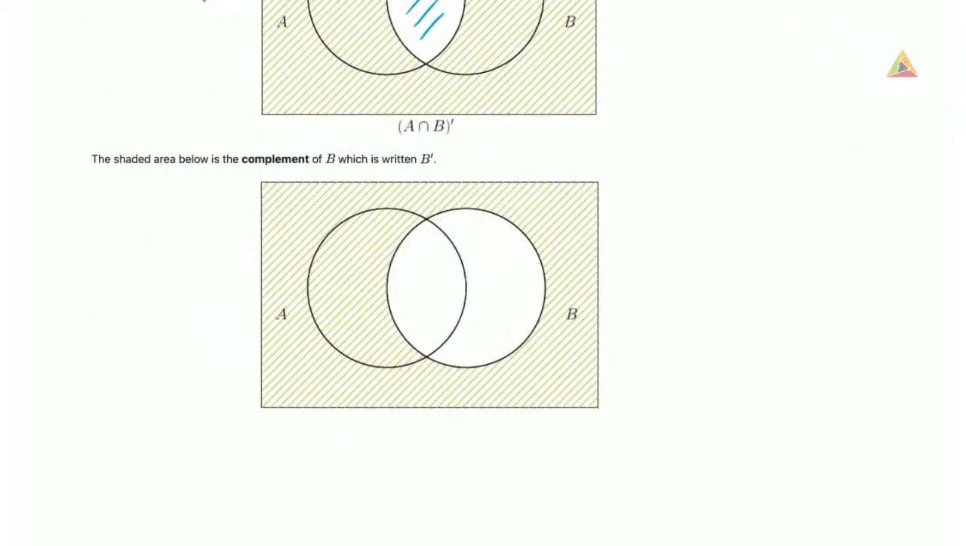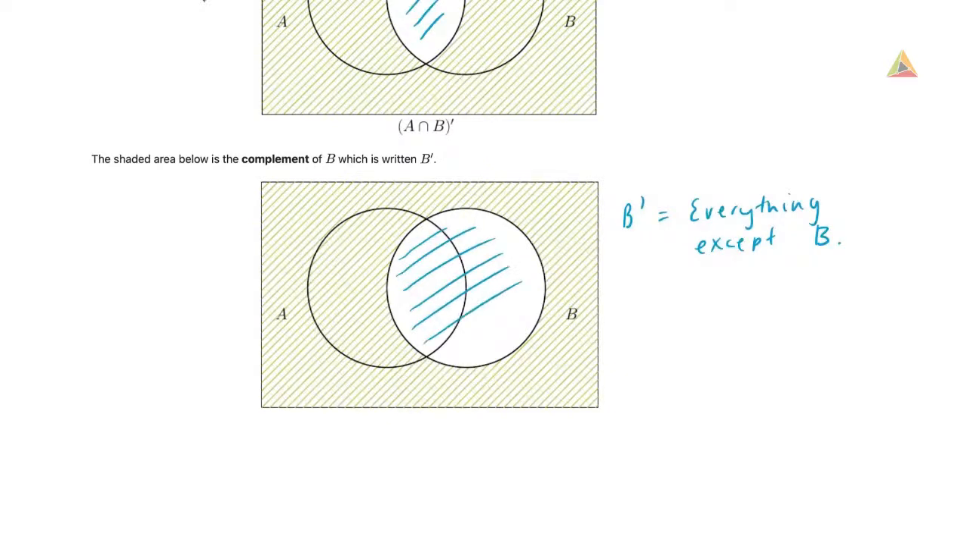The shaded area below is the complement of B, which is written as B complement. So B complement means everything except B. Now I'm going to do the same thing here. I'm going to colour in blue what's in B. All of this is B. So what's in blue there is shaded in as B. So everything that's shaded in green is everything except B.